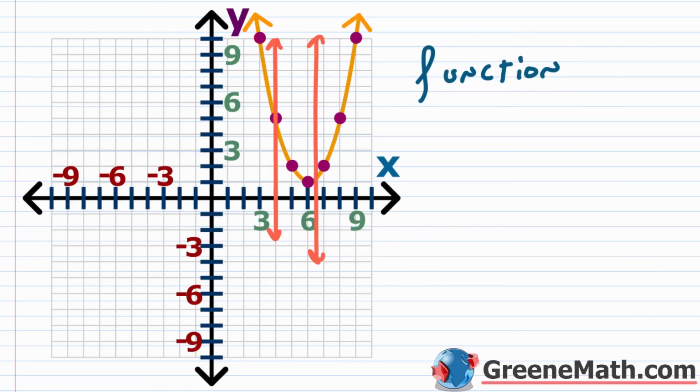And I think that's good. You can see that no matter how you draw these vertical lines, you're only going to impact the graph in one location. So there, and then this one would be here. Again, you can draw as many as you want. You would only impact the graph in one location. So this is the graph of a function.